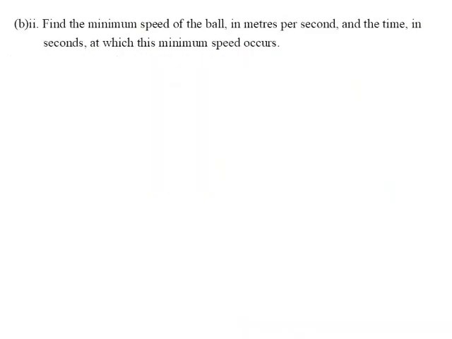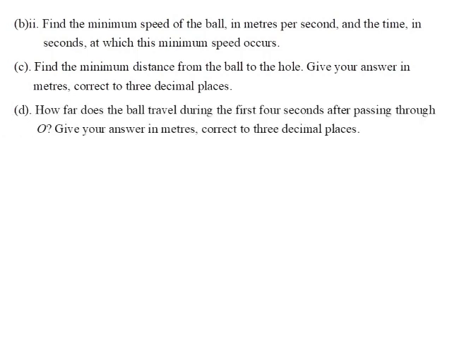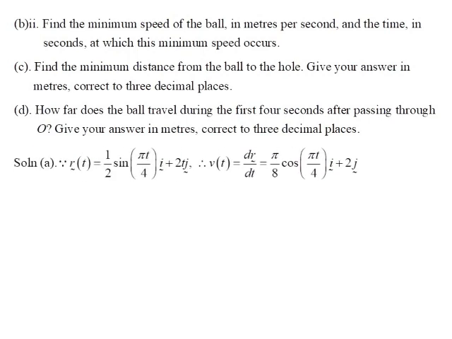The second section of part B is to find the minimum speed of the ball in meters per second, and the time in seconds at which this minimum speed occurs. The question in part C is to find the minimum distance from the ball to the hole, and part D is to find how far the ball travels during the first 4 seconds after passing through origin O. Now let's come back to part A of this question.